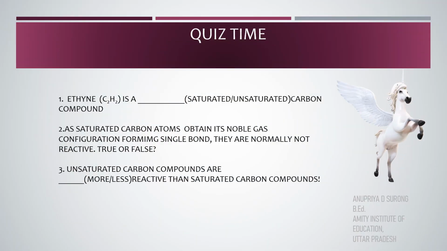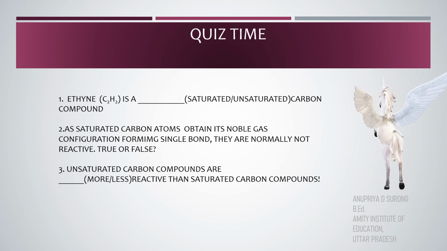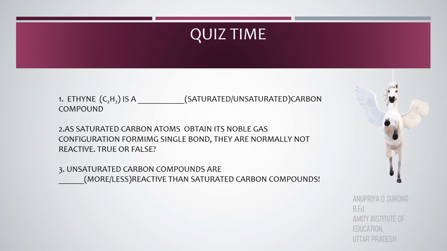Quiz time. So I'm going to give a hint for the first question. If ethane, a saturated carbon compound, has a single bond, and ethene has a double bond, an unsaturated carbon compound, so what will be ethane? So students, read each of the questions carefully, try to understand them and answer the questions.